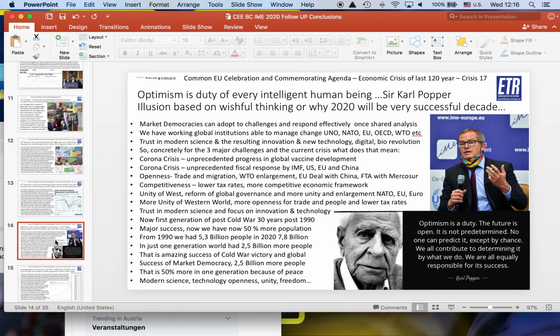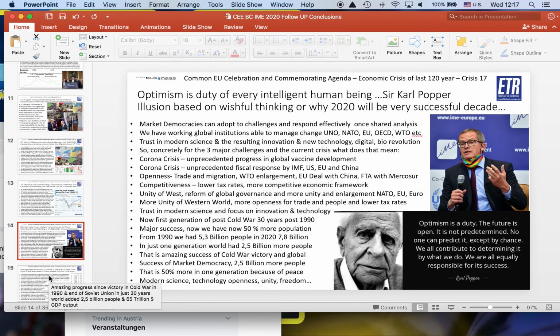It's a very, very sound system, and we will do basically what is needed in terms of more openness, in terms of more competitiveness, lower taxes, and more unity of the Western world, and also increase the trust in modern science, and then we will manage to prevail into this decade as well, and we will add another very successful decade in the 2020s following this crisis of 2020.